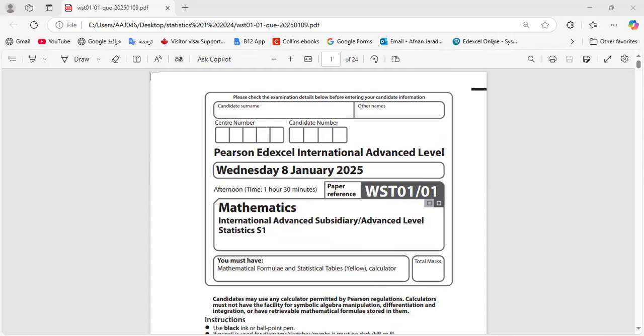This recording is to solve the Statistics 1 January 2025 session exam. Starting from question number 1.